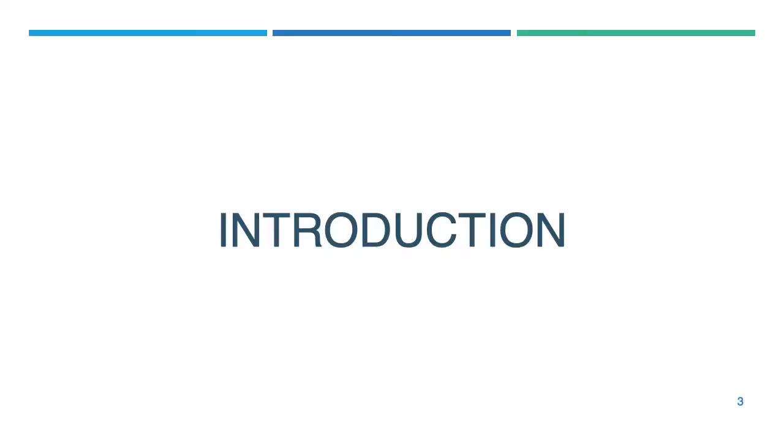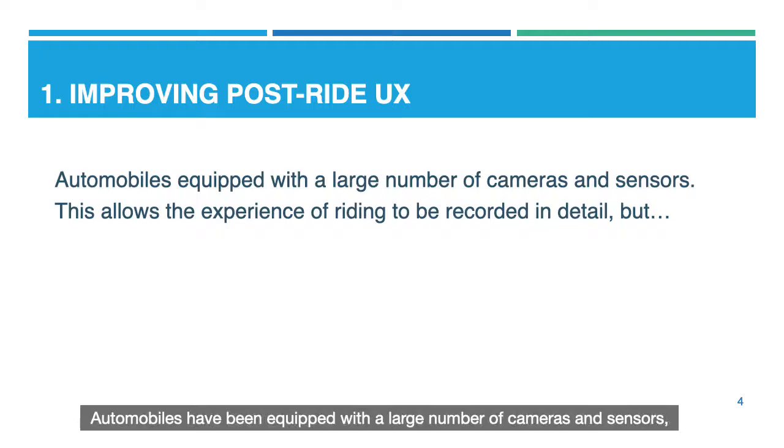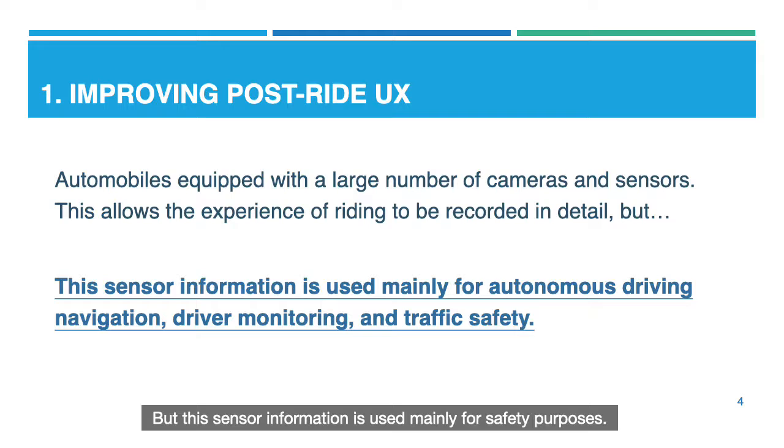Introduction. Automobiles have been equipped with a large number of cameras and sensors, allowing the experience of riding in an automobile to be recorded in detail. But this sensor information is used mainly for safety purposes.